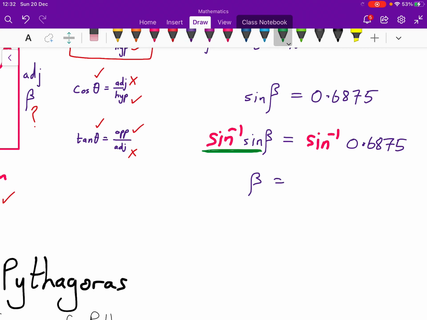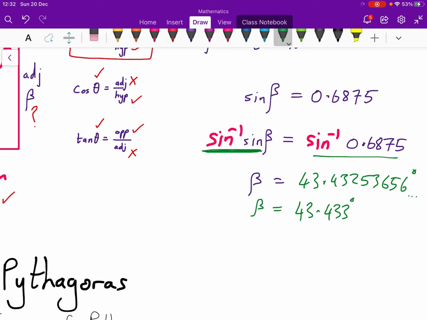But I do want my calculator for this here. I'm going to hit shift sine, type in my decimal, equals. So shift sine 0.6875 equals, what's that going to work out as? Works out as 43.43253656 and so on, perhaps. Okay, so it's in degrees. So if I want, let's say, 3 decimals, it would be 43.433, correct to 3 decimals. Okay, so I found my angle.